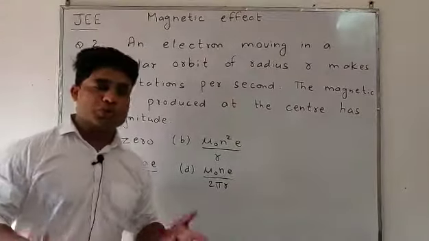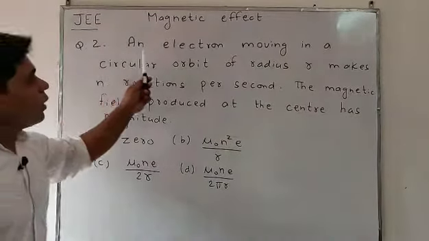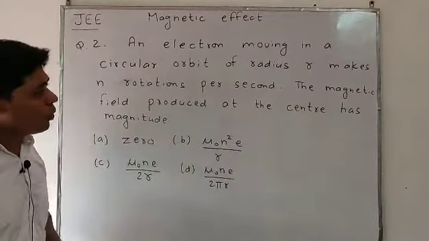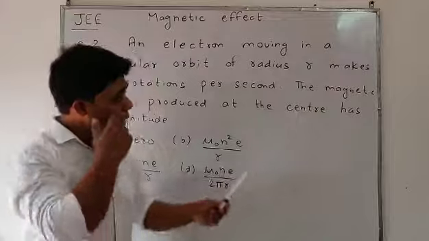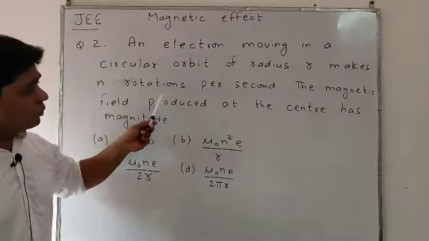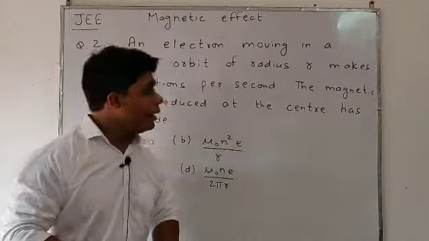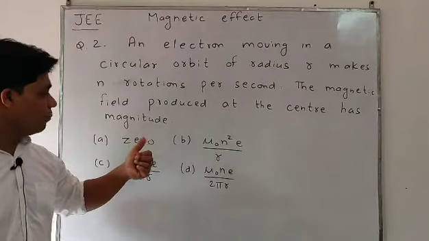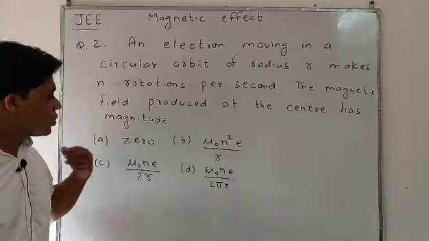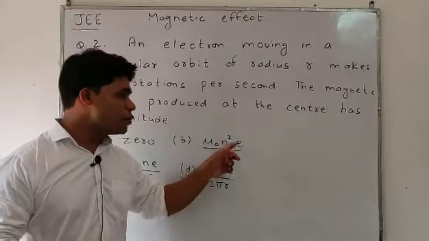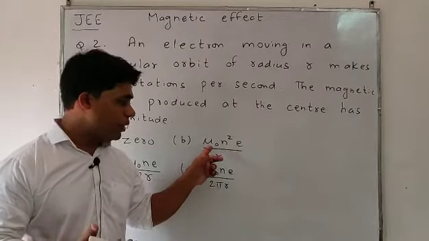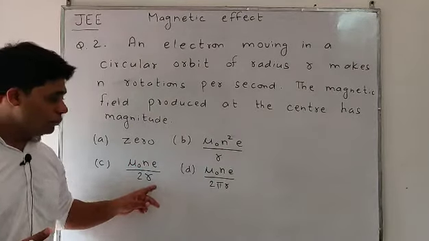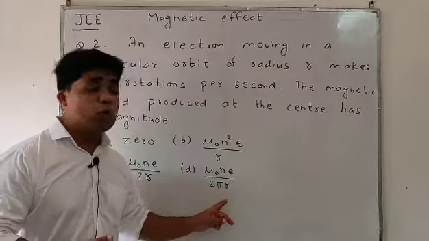Now students, question number 2. An electron moving in a circular orbit of radius r makes n rotations per second. The magnetic field produced at the center has magnitude. We are given four options: 0, mu naught n squared e by r, where mu naught is permeability; mu naught n e upon 2r; mu naught n e upon 2 pi r.